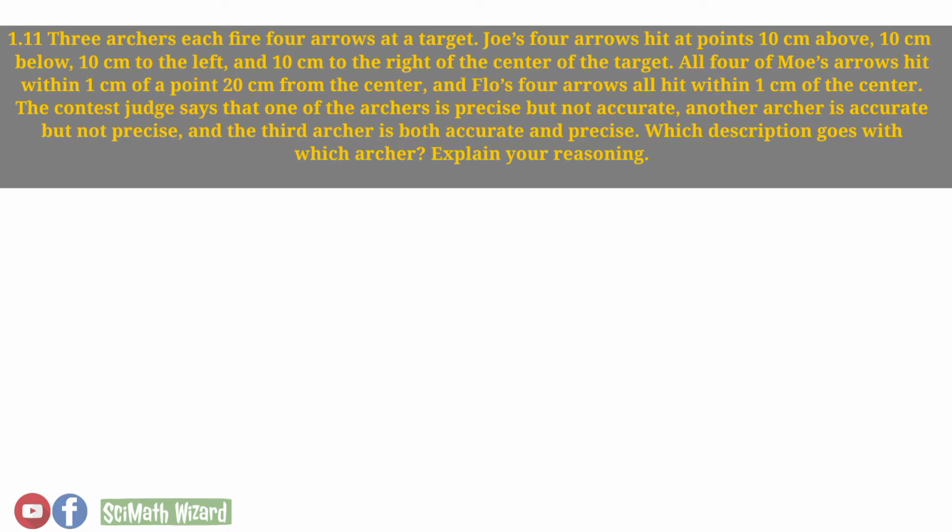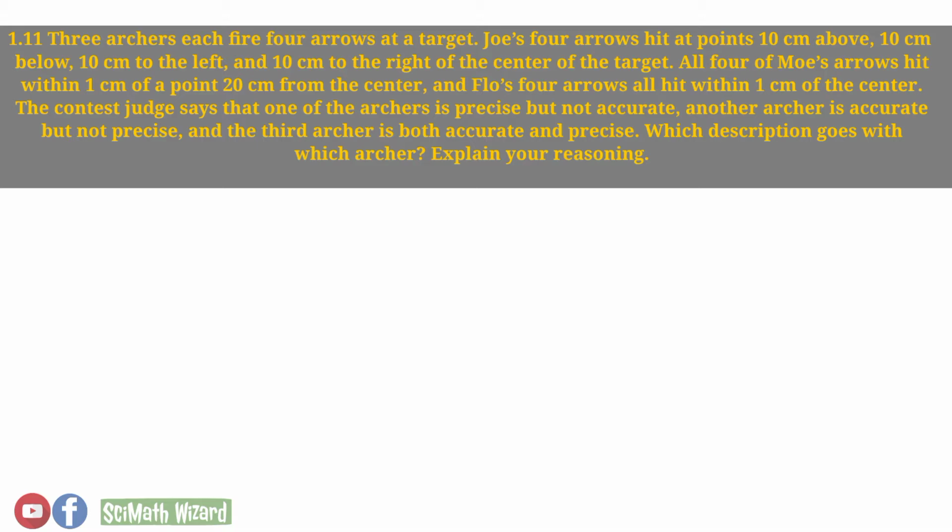Question 1.11. 3 archers each fire 4 arrows at a target. Joe's 4 arrows hit at points 10 centimeters above, 10 centimeters below, 10 centimeters to the left, and 10 centimeters to the right of the center of the target. All 4 of Mo's arrows hit within 1 centimeter of a point 20 centimeters from the center, and Flo's 4 arrows all hit within 1 centimeter of the center.